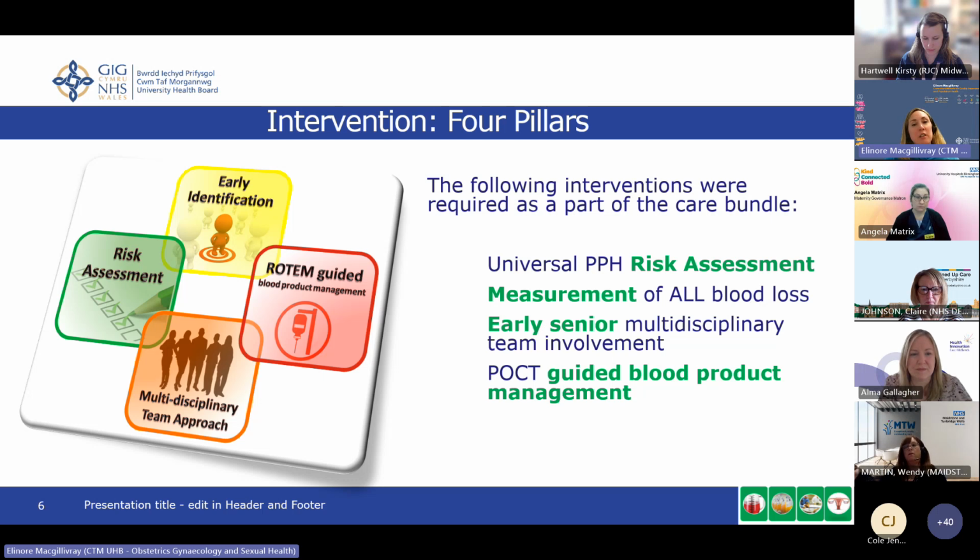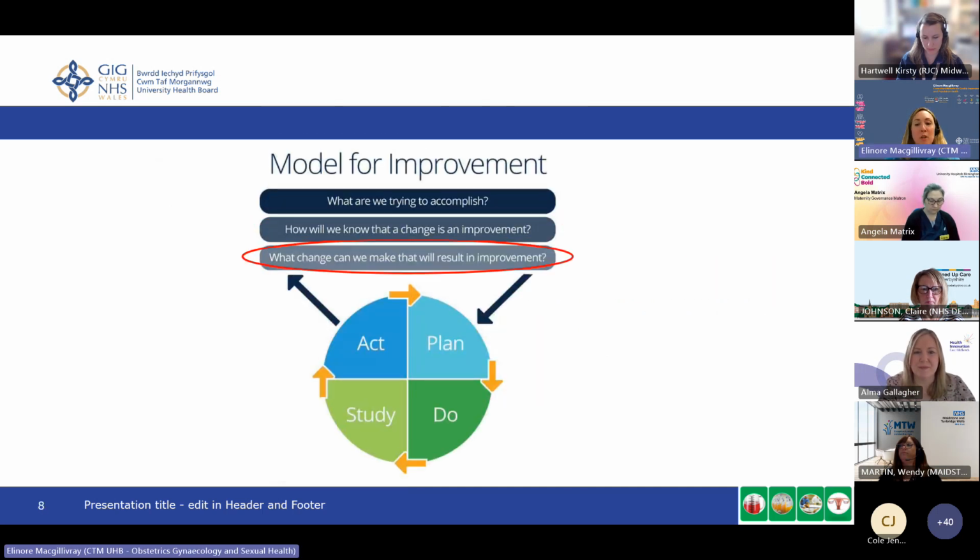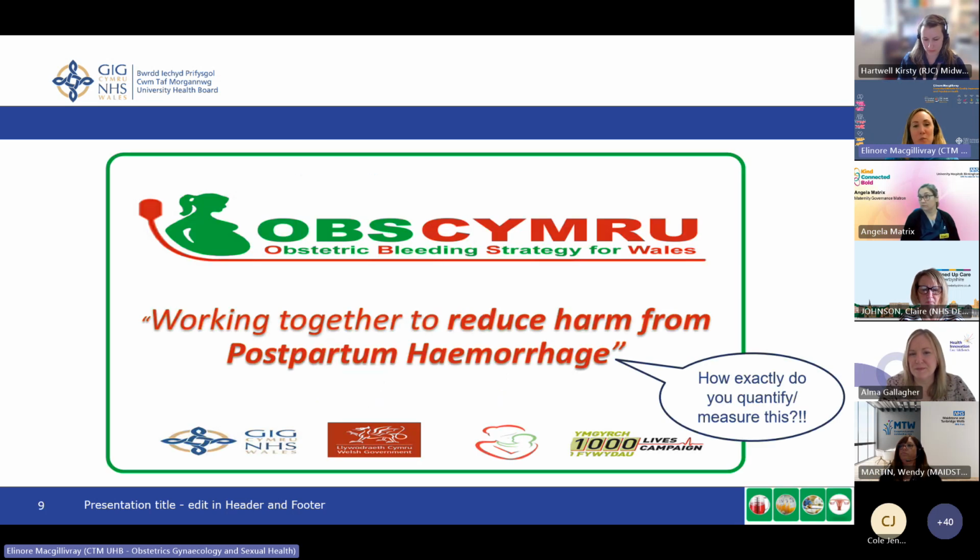So I suppose slightly different from some QI projects that you go into and you're testing what works and what doesn't work. We knew what did, but of course we knew what worked in a big university hospital. We didn't know how that was going to work across all the different obstetric units in Wales. So I'm going to go through the next 2 things together. So how we know that change is an improvement and what changes can we make that will result in improvement. I'll cover both of those.